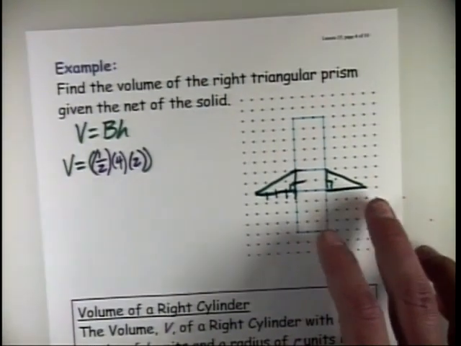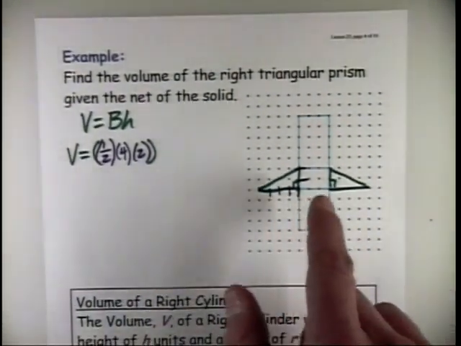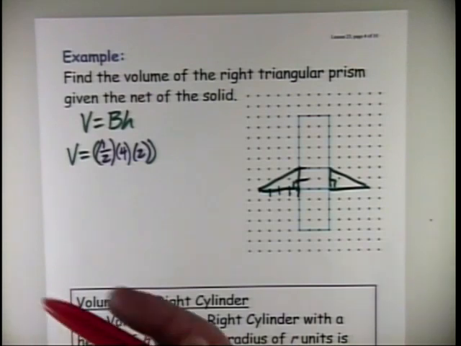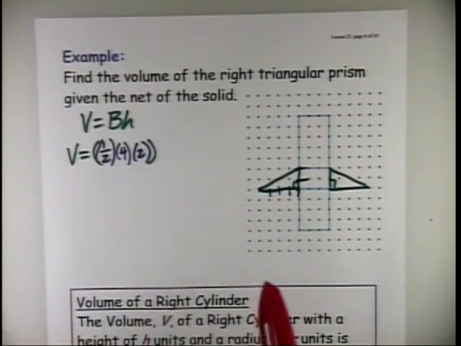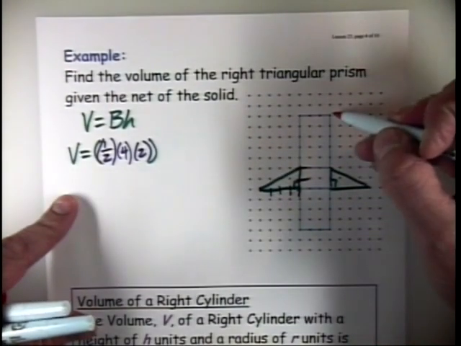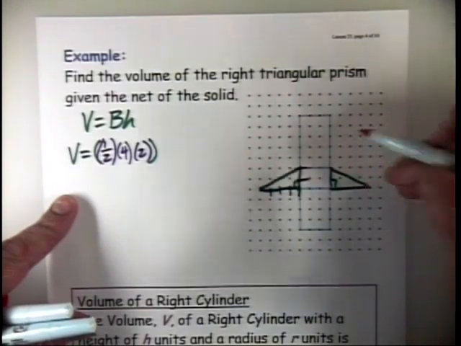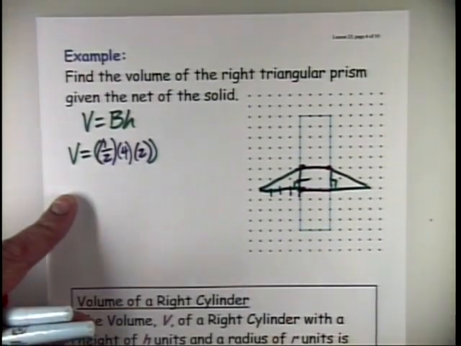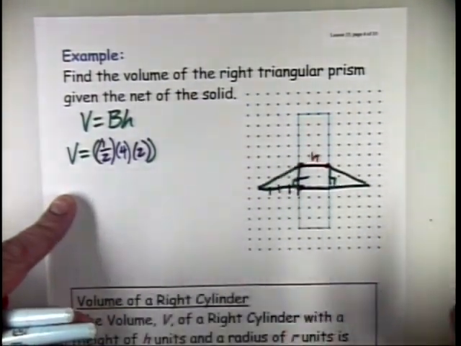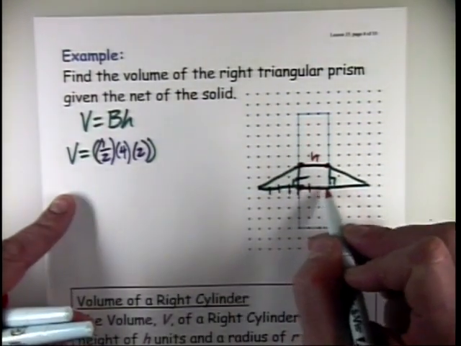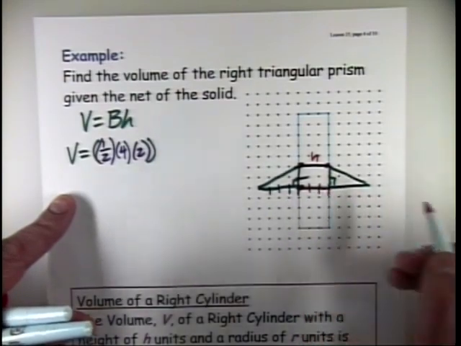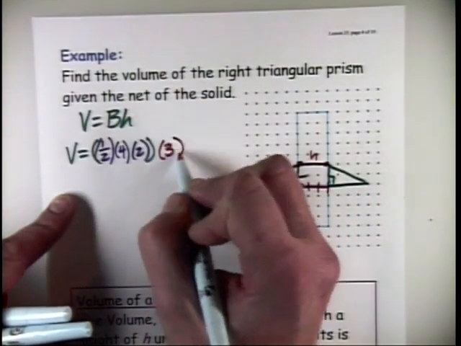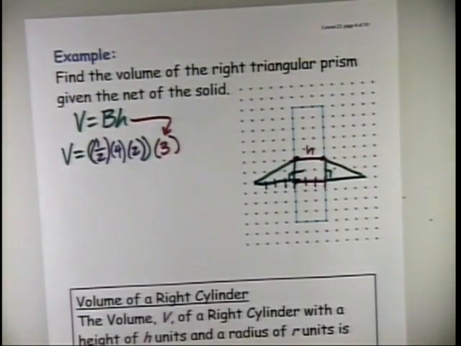Now, here's where we have to be really careful. We need to identify the height of this prism. Well, remember from the previous page, the height is nothing more than the length of the side that connects the two bases. And that's important in identifying it from the net. This is not the height right here. The height connects the two bases. So either one of these we can consider to be the h. They're the same length. Let's count. 1 unit, 2 units, 3 units across. So that would be essentially my height of the prism.